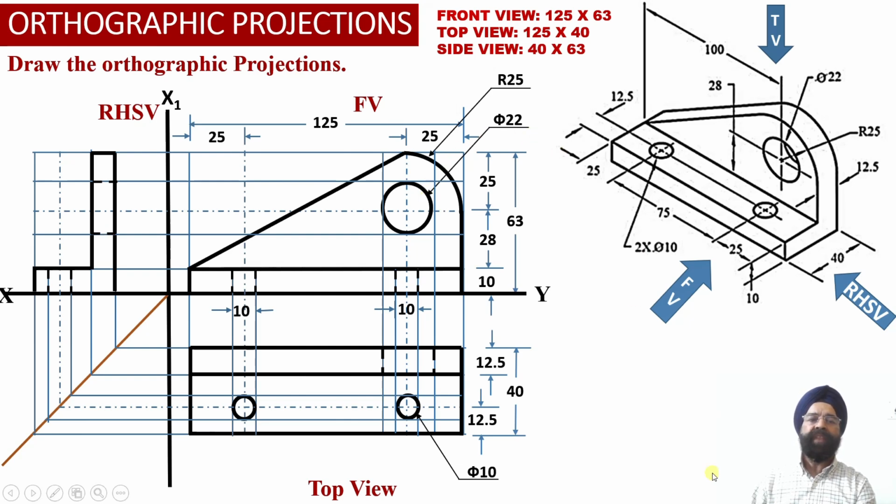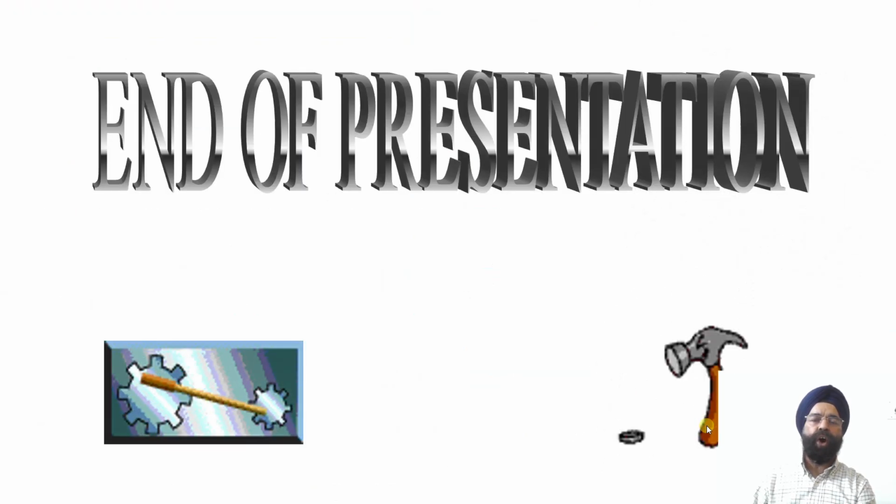So this way we have been able to obtain the orthographic front view projections, orthographic top view projections, and the orthographic right hand side view projections corresponding to an engineering object whose 3D isometric projections were available with us. So I hope that through this discussion you would have understood the procedure to convert the 3D isometric projections into multiple 2D orthographic projections. So this is all for today.